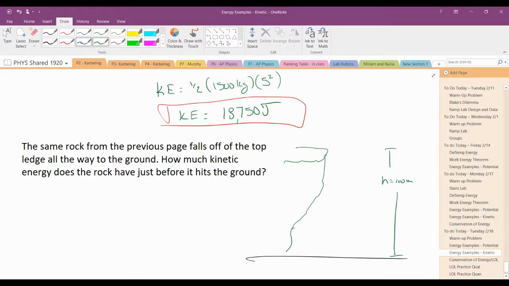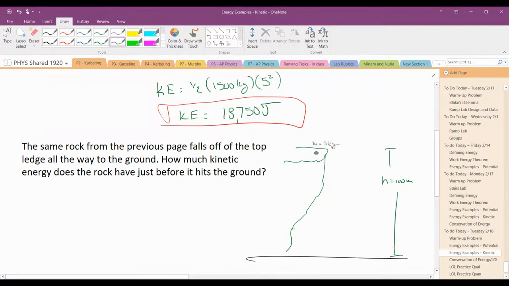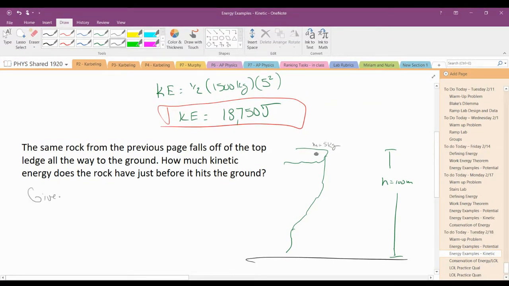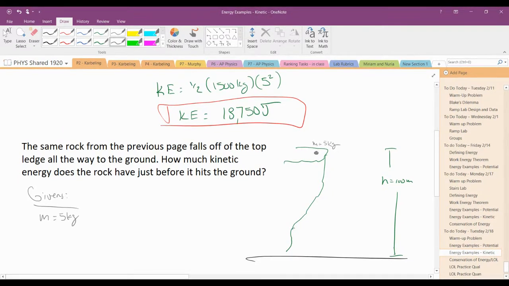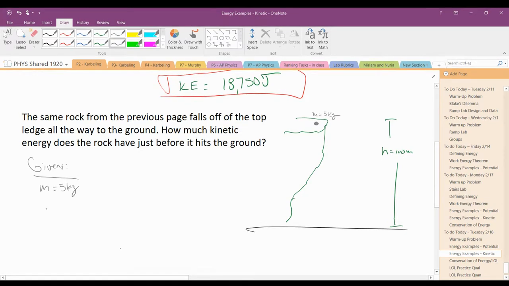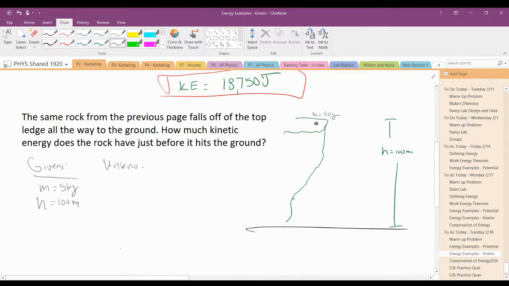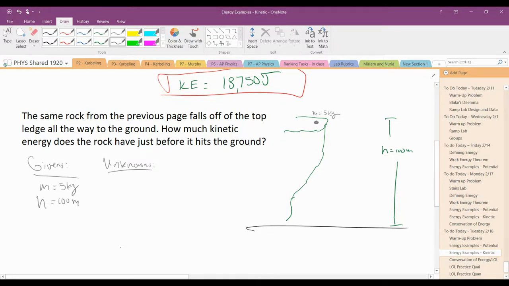Okay, and once again, our rock has a mass of 5 kilograms. So let's write our givens. Our mass is 5 kilograms. Our height is 100 meters. So it doesn't really seem like we have much to go with here. Let's keep plugging along with our unknowns.